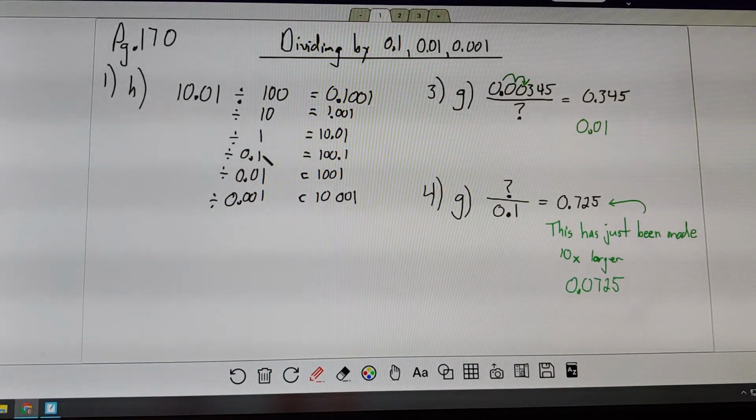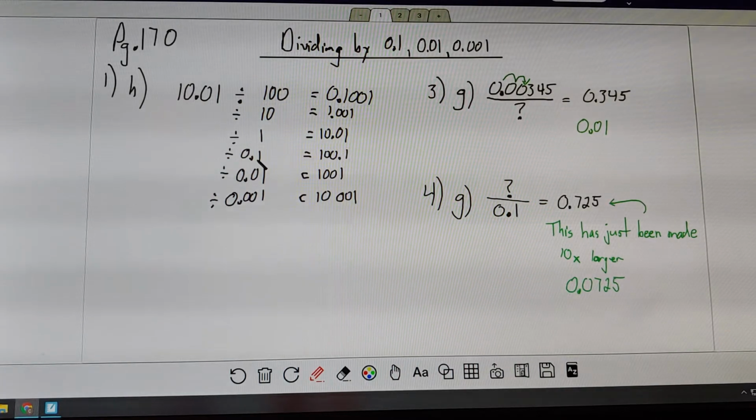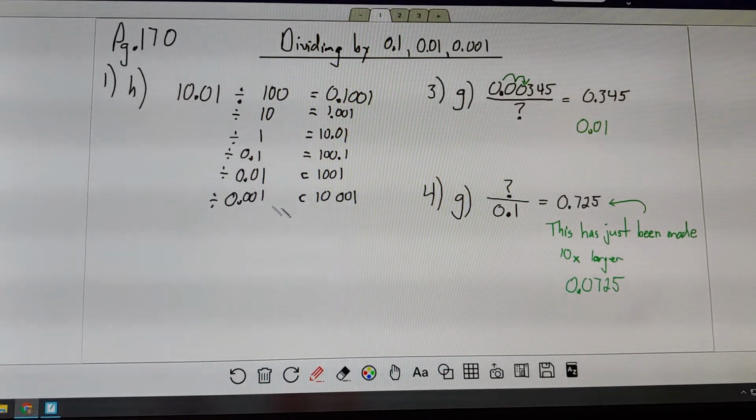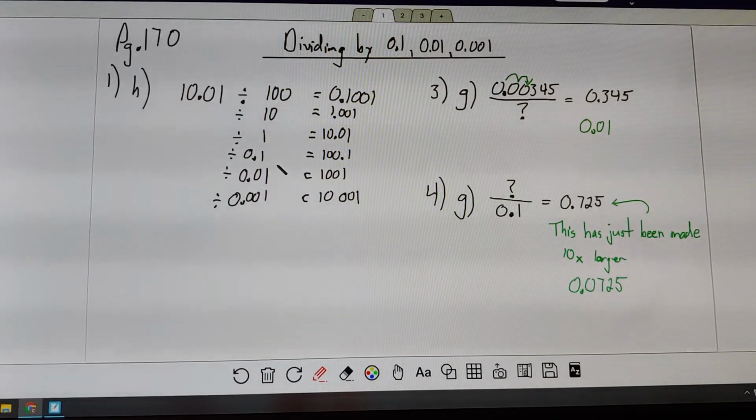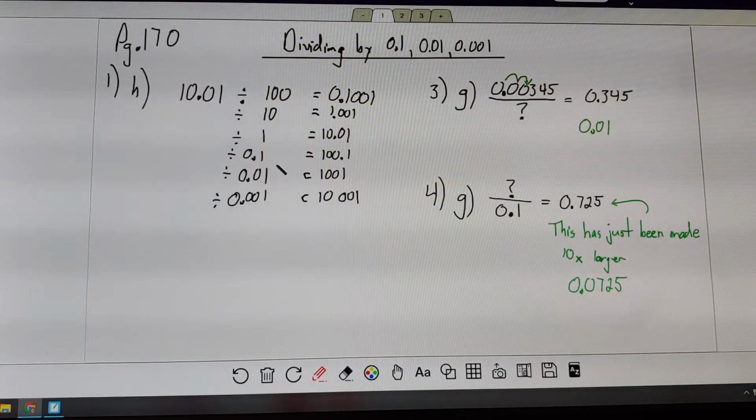Now if we divide by powers of 10 less than 1, it's getting 10 times larger. So 1 decimal place larger, 2 decimal places larger, 3 decimal places larger. Okay? And that's, again, the whole idea behind dividing by powers of 10 less than 1. You're actually making it larger.